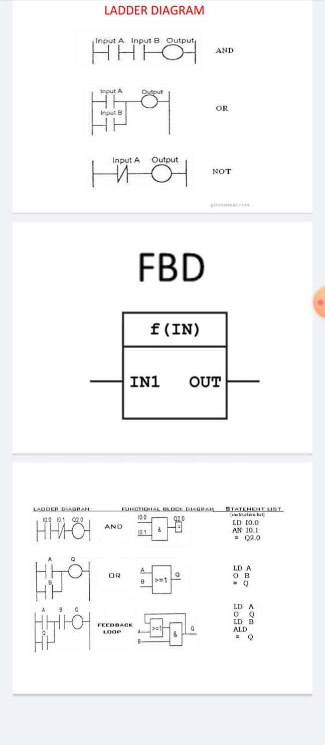In FBD, all functions are put into function blocks. They all have one or more inputs and outputs. The function of the block is the relation between the state of its inputs and outputs. Here in this second slide you can see the function block diagram shown with the help of a box.